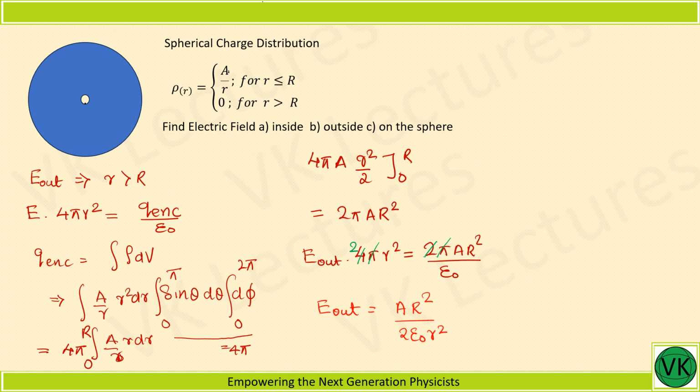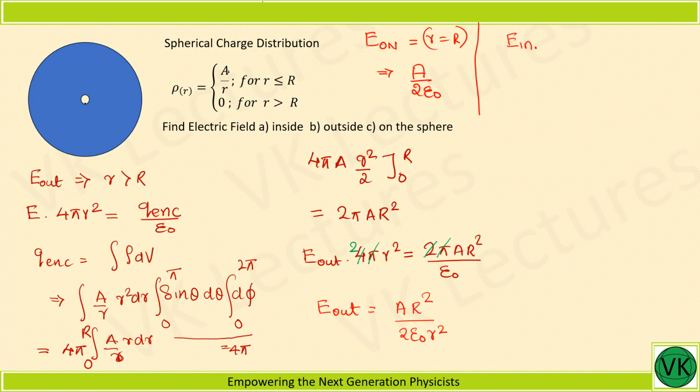That's the electric field outside. So the electric field on the surface, where r is equal to capital R, will be equal to A R by 2 epsilon naught. So that's E on the surface. Now we need to calculate the E inside.